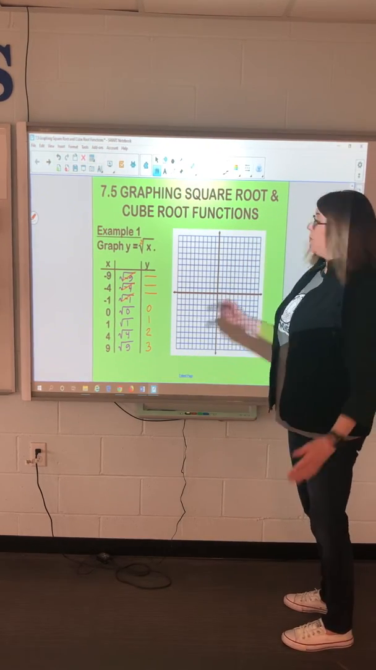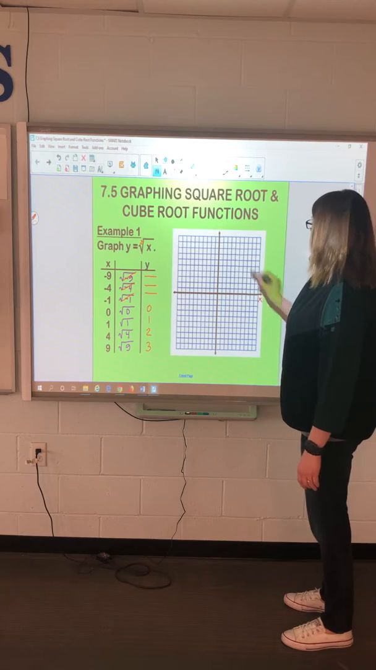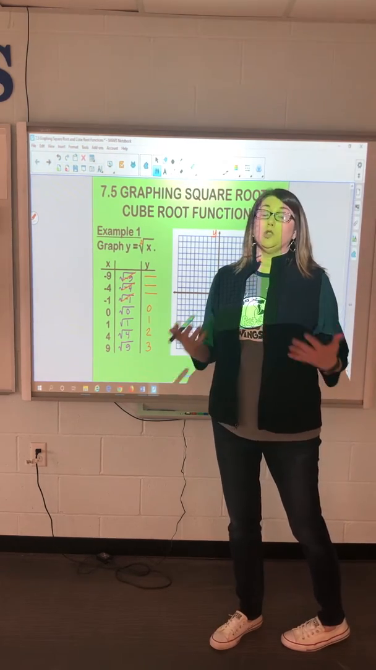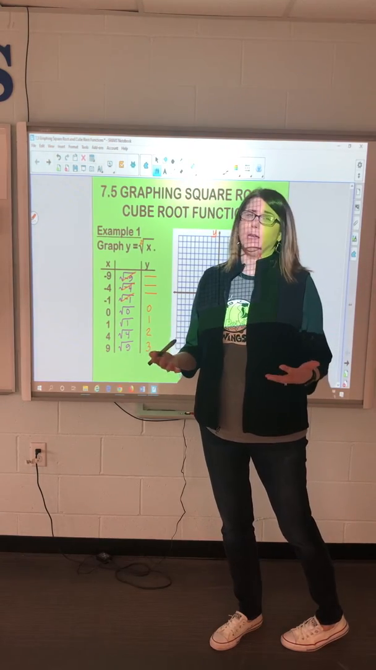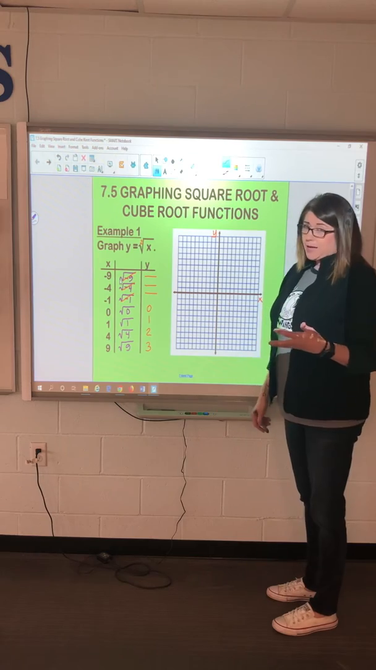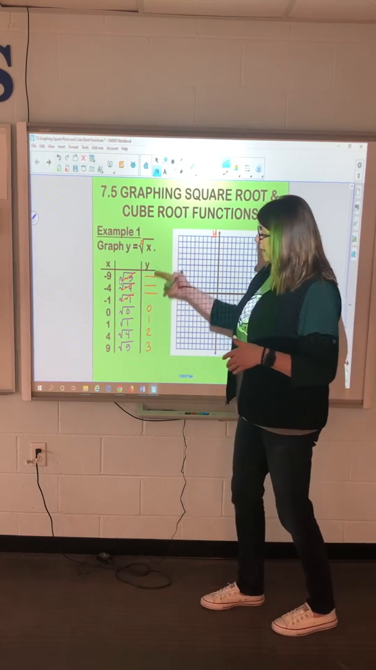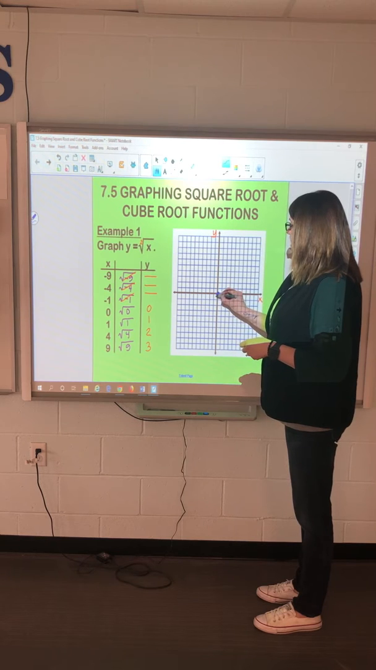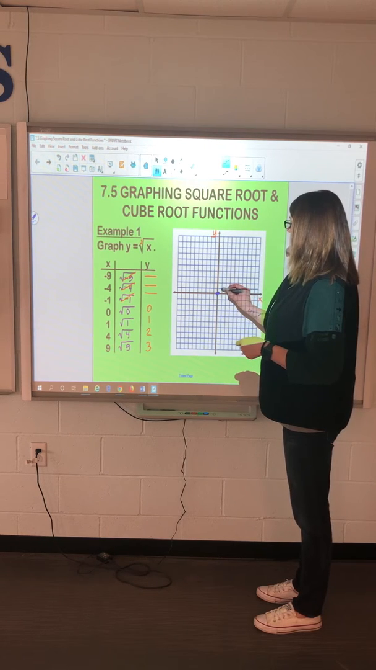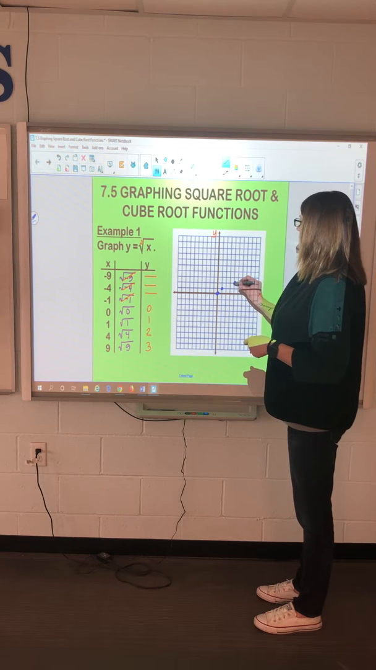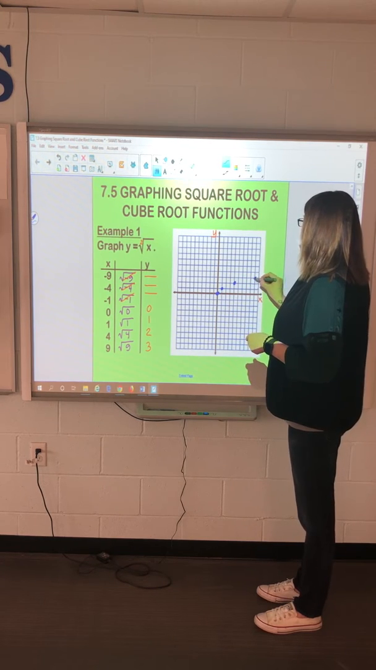Now don't forget, you want to always label your x-axis and your y-axis, especially when you're doing homework and you have to draw the coordinate plane. Please make sure that you're labeling those axes. I do take off points for that. And I'm going to plot the points that we have. So we didn't have any points from those first 3 numbers, but we do have 0, 0. We have 1, 1. We have 4, 2. And we have 9, 3.